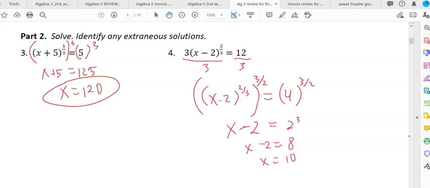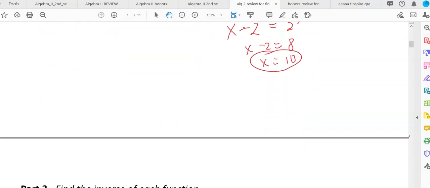Let's just see if this works. 10 minus 2 is 8. Cube root of 8 is 2. 2 squared is 4. 3 times 4 is 12. That works. So we got it.